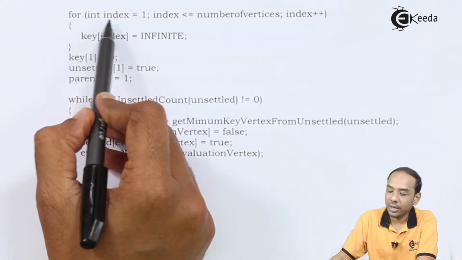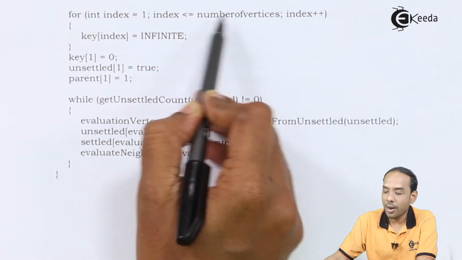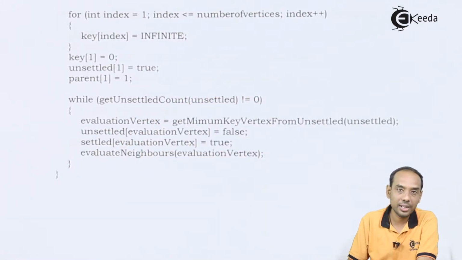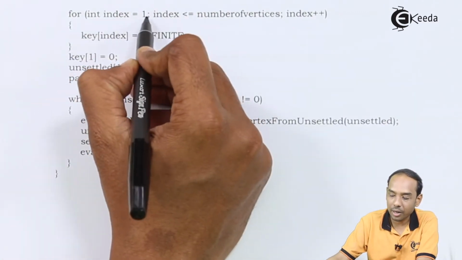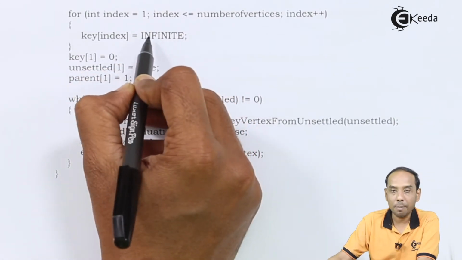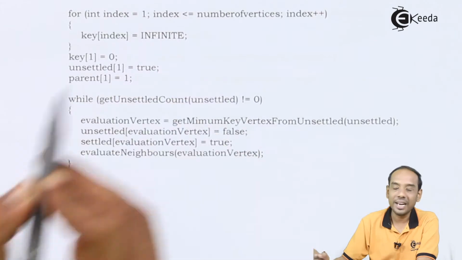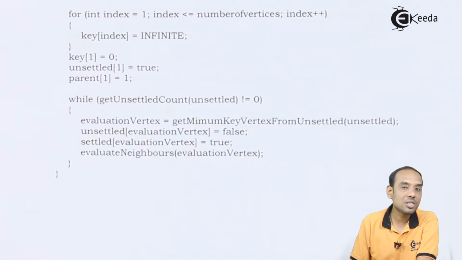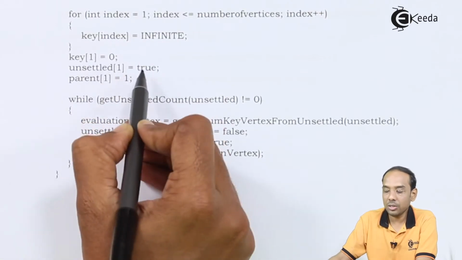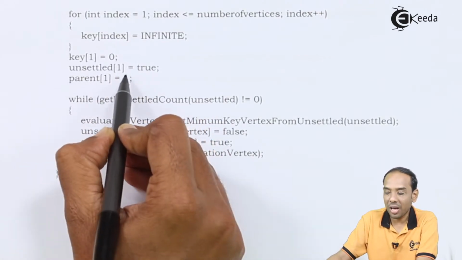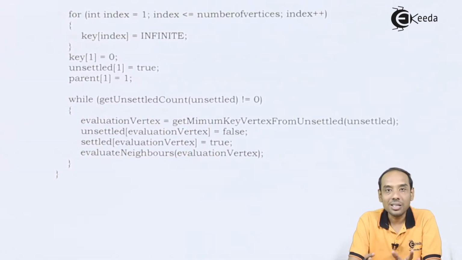We write down for int index equal to 1, index less than or equal to number of vertices. Then we need to transfer the value of infinite, which we have taken as 999, indicating that it is unreachable, to the keys. We write down key index equal to infinite. So this value is 999, indicating that it is unreachable. If this condition doesn't hold true, then we have another set of values. We write down key 1 equal to 0, unsettled 1 is true, and parent index number 1 is going to have value as 1. This is to get the set of values.